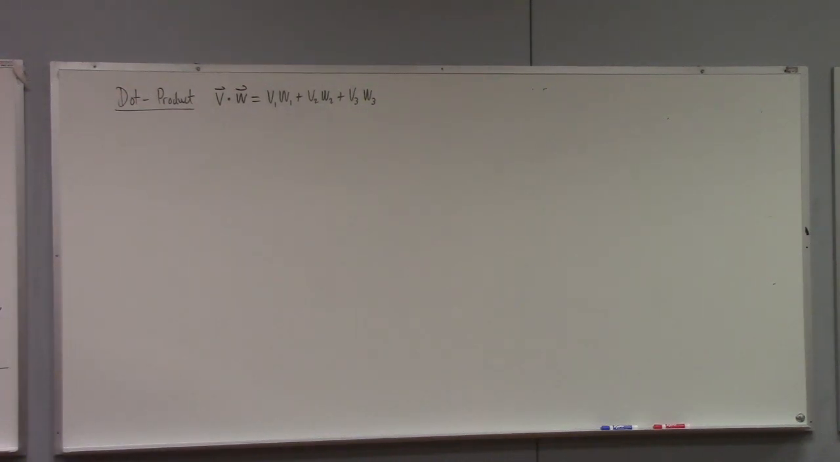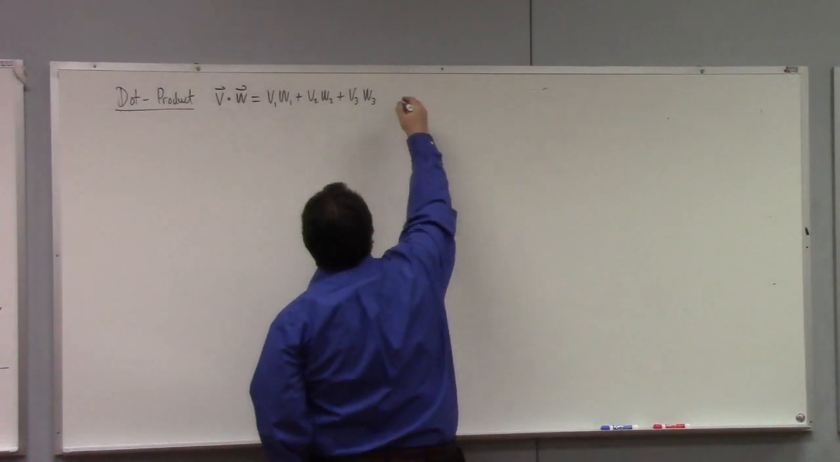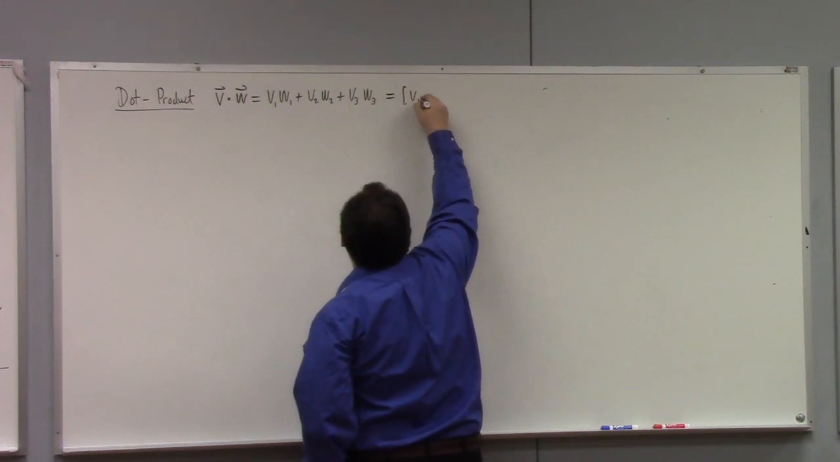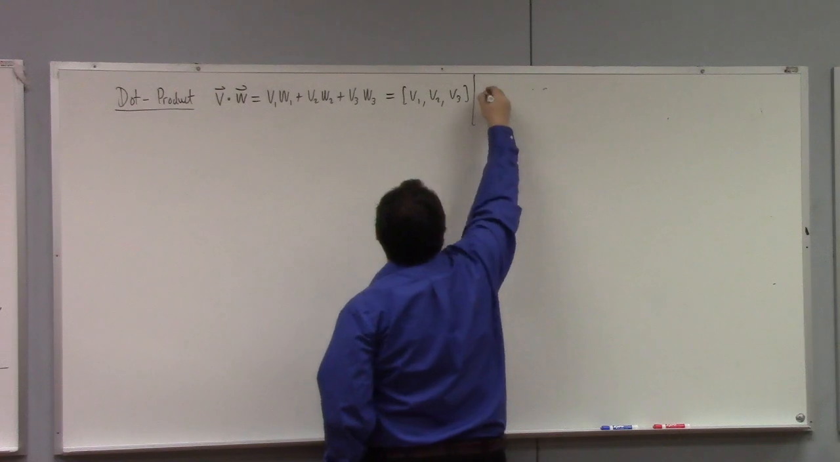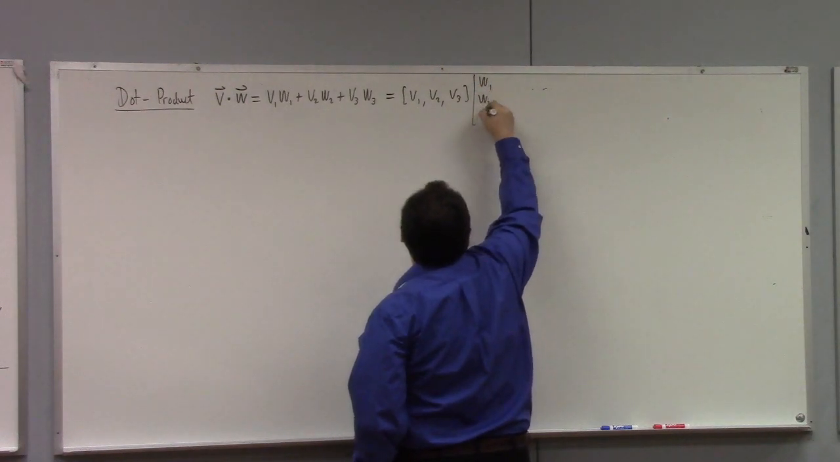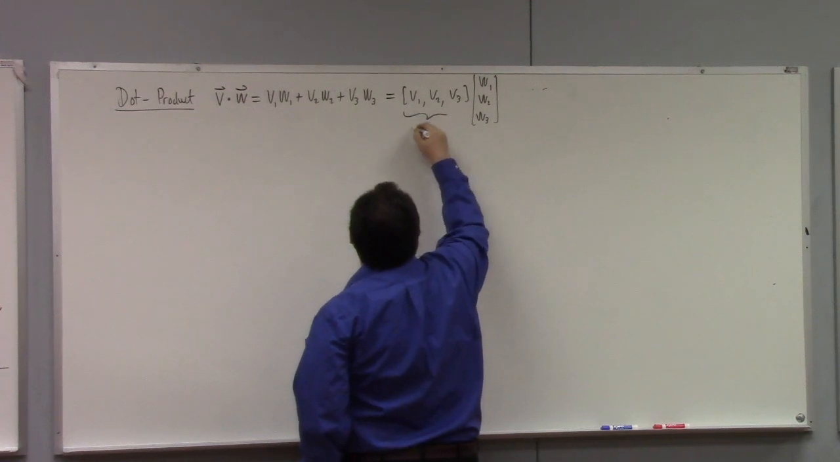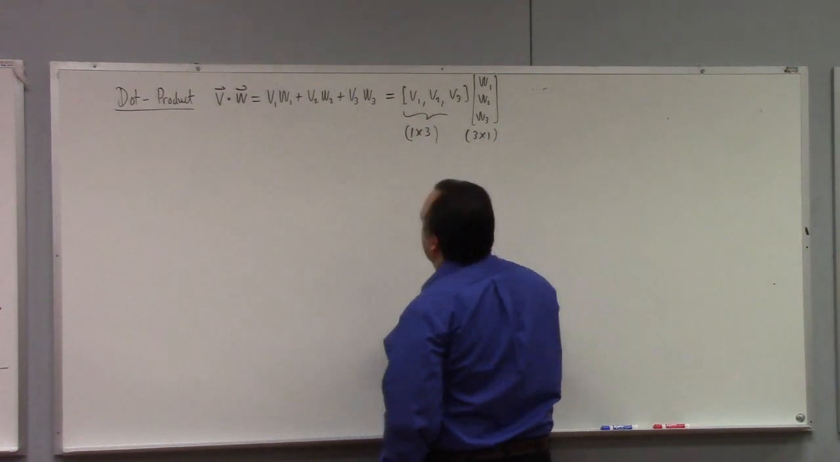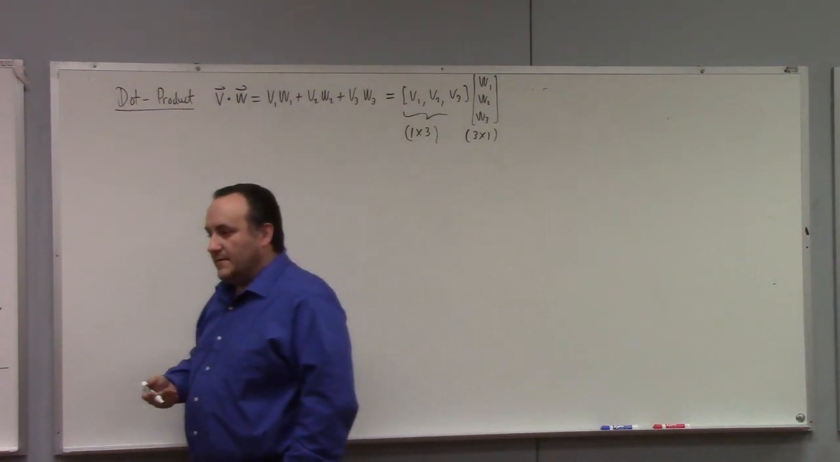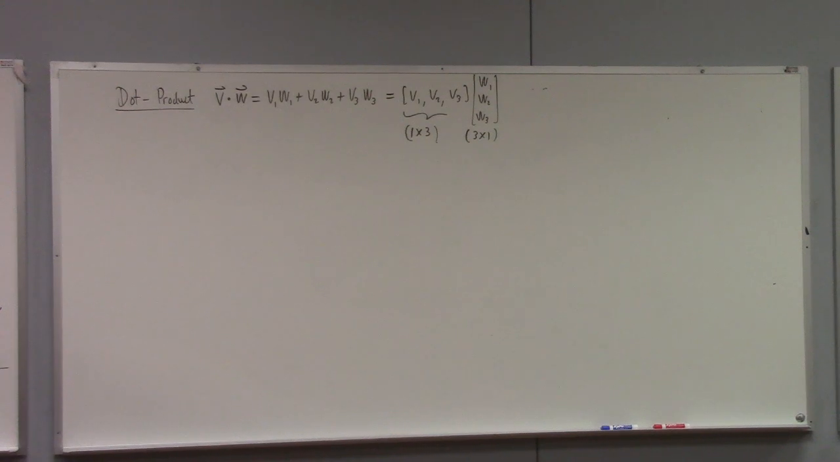So if we think of vectors as column vectors, how can we write this in terms of matrix multiplication? This is the same as what? We can take v1, v2, v3, the row vector, times w1, w2, w3, the column vector. See, this is a 1 by 3. This is a 3 by 1. The answer is 1 by 1, right? We talked about this a little bit before, right? But this is a dot product.